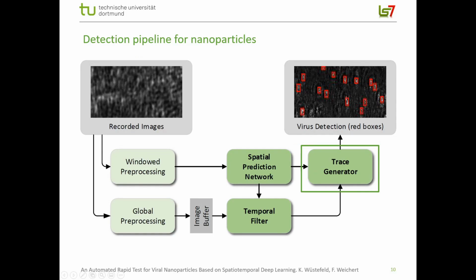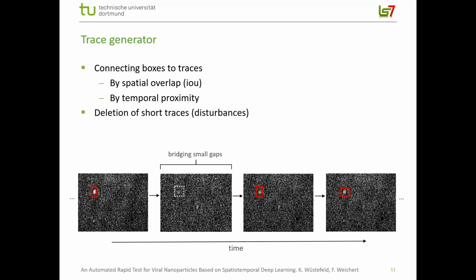Before the last module of our detection pipeline takes place, we only have the information on where particle regions appear for each single image, but there is no connection between them yet. The trace generator provides this information by looking at the bounding box positions over time. In a bit more detail, we can connect 2 boxes which have a high spatial overlap and can be found in temporal proximity to each other.